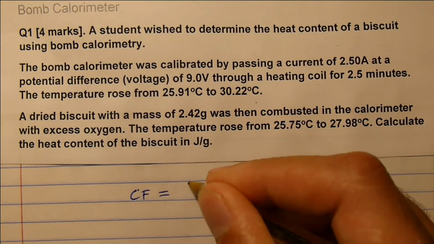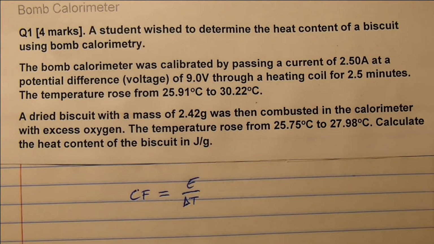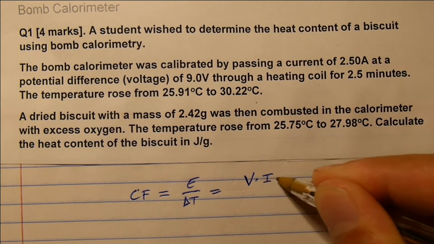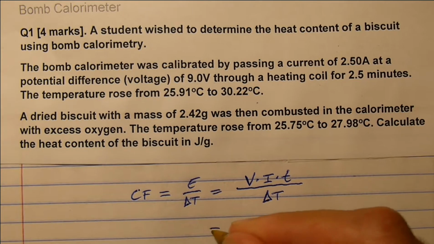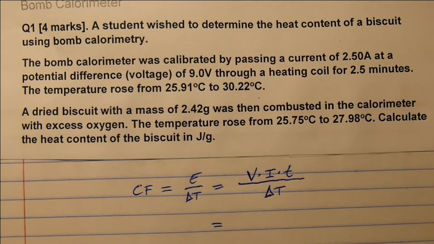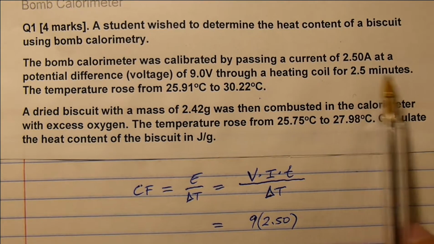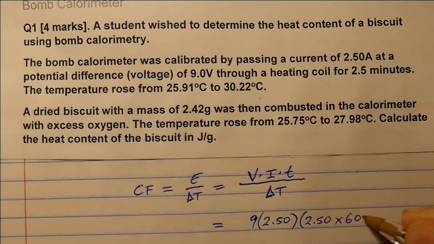CF is equal to energy divided by delta T, the temperature differential. So here, the energy put in is simply the voltage multiplied by the current multiplied by the time. Divide that by delta T. Subbing in all of the numbers, so we had 9 volts times 2.5 for the current, and now the time is 2.5 minutes. For SI, I need this to be in seconds, so it's going to be 2.5 times by 60 to convert the minutes into seconds.